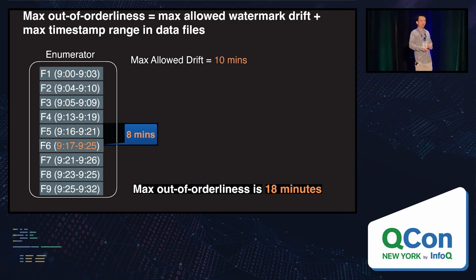So the max out-of-orderness we can achieve in the Iceberg source watermark alignment is equal to the max allowed watermark drift plus the max timestamp range in any data files. Let's assume in this case the max timestamp range is from F6, is 8 minutes, and if the max watermark drift allowed is 10 minutes, then we can achieve max out-of-orderness of 18 minutes.